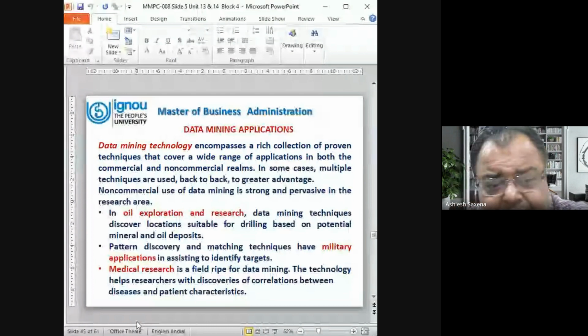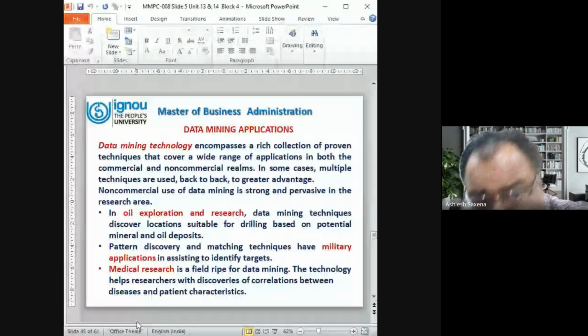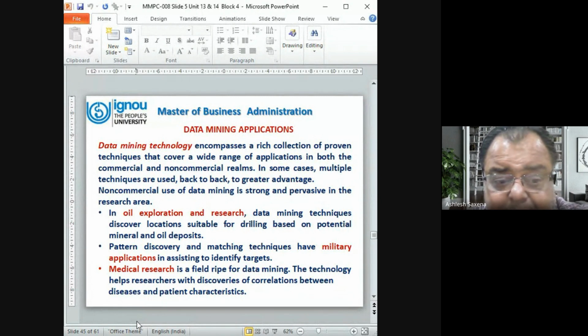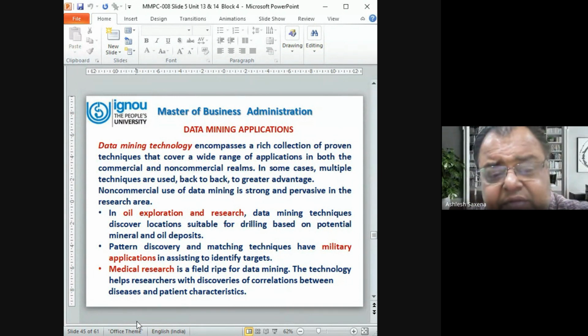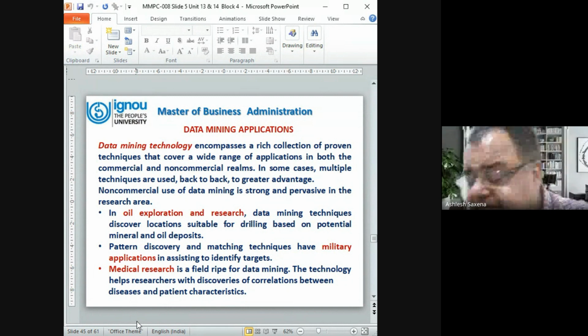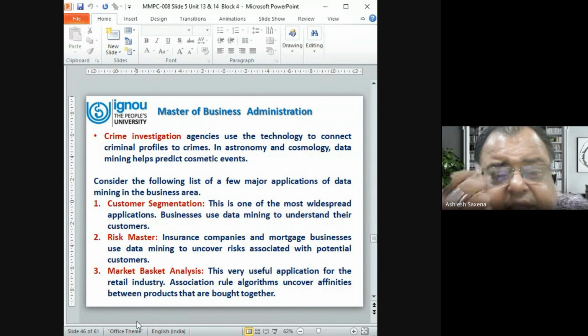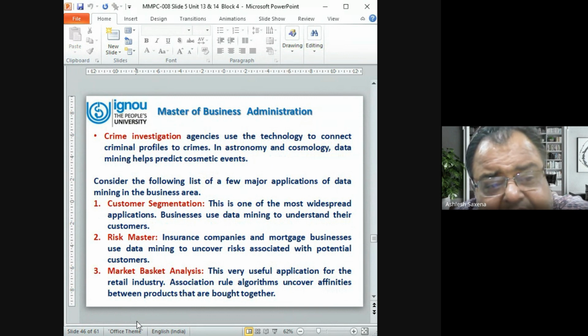In oil exploration and research, data mining techniques discover locations suitable for drilling based on potential minerals and oil deposits. Pattern discovery and matching techniques have military applications in assisting to identify targets. Thirdly, medical research is a field ripe for data mining. The technology helps researchers with discoveries of correlation between disease and patient characteristics. Crime investigation: agencies use the technology to connect criminal profiles to crime. In astronomy and cosmology, data mining helps predict cosmic events.